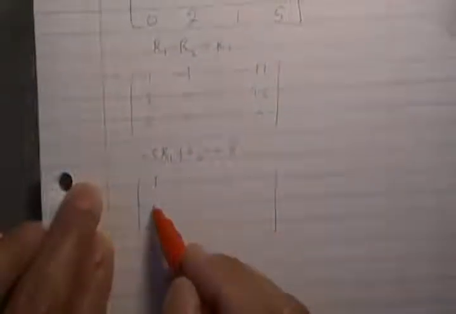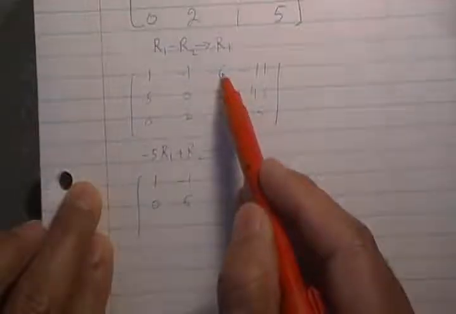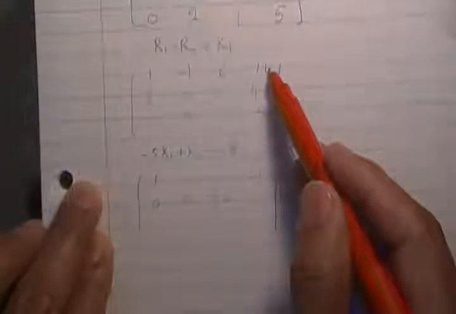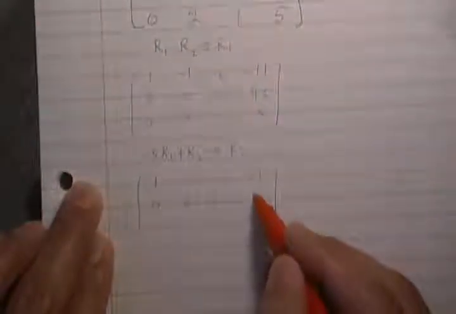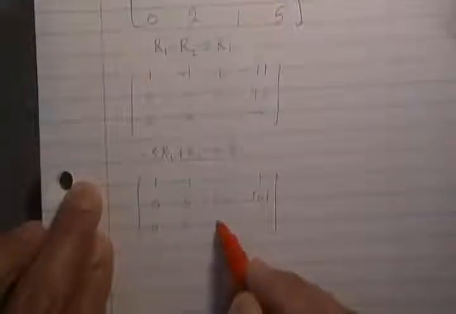So -5 times 1 is -5 plus 5 is 0. -5 times -1 is 5, 5 plus 0 is 5. -5 times -6 is 30, 30 plus 2 is 32. And -5 times -11 is 55, 55 plus 46 is 101. Alright, so row 3 is also as it is: 0, 2, 1, and 5.